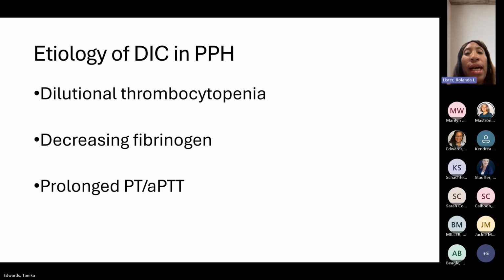Okay, so our etiology of DIC in postpartum hemorrhage is once again a dilutional thrombocytopenia. It's kind of twofold. So you're bleeding out all your clotting factors and your red cells and your platelets. So that understandably is going to lead to a coagulopathy. But in addition, you have hypoxia at the tissue level, which leads to tissue damage and increased risk of that intrinsic clotting pathway as well. So those can both lead to DIC. And ultimately, next slide.